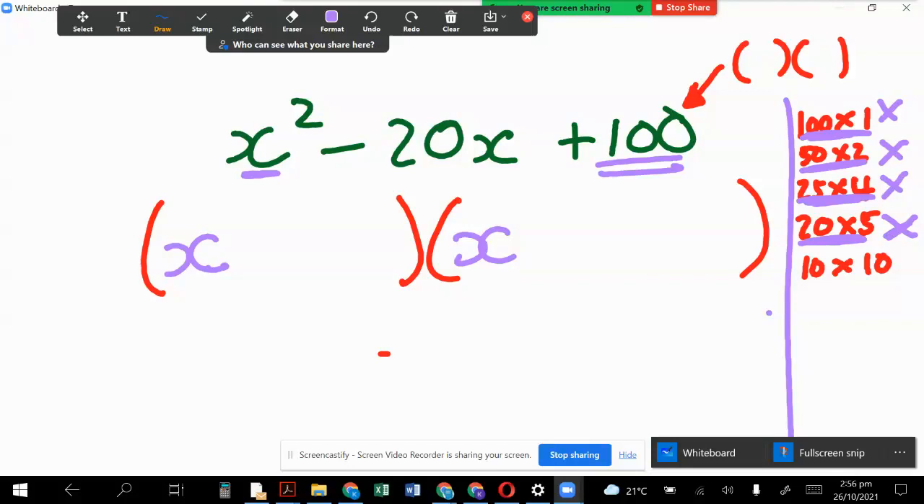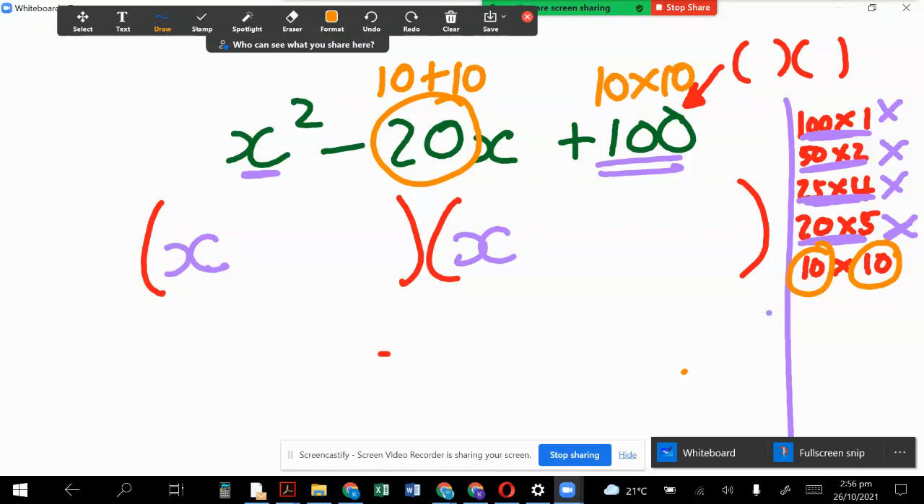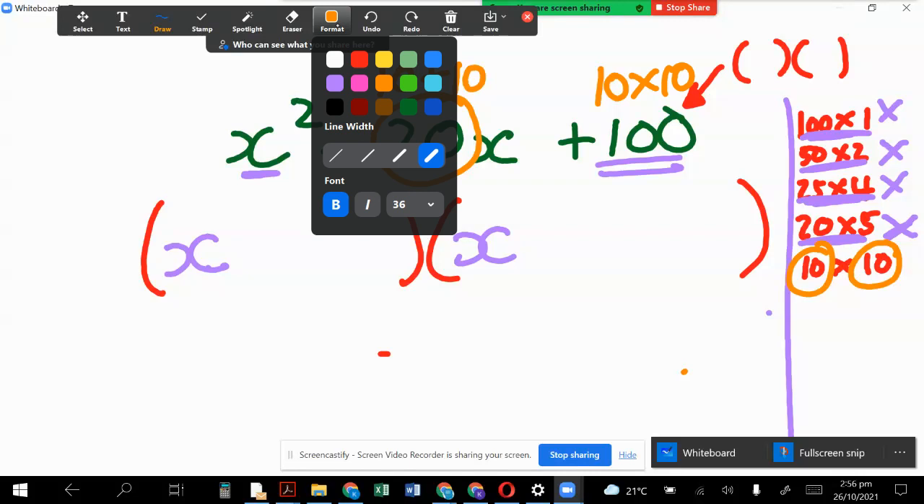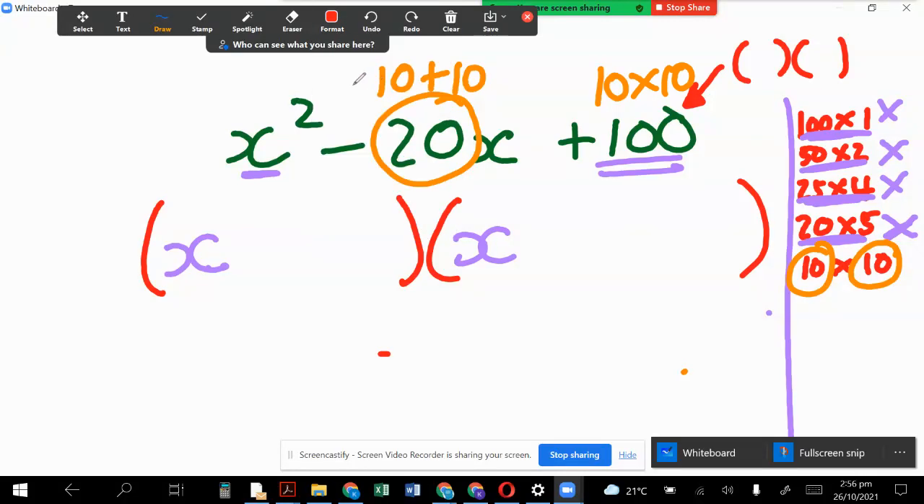10 plus 10 will give you 20. Jackpot. 10 plus 10 gives me 20. This is 10 plus 10, and this is 10 times 10. But it's a negative 20, so we have to be very careful here. So this should be negative 10 minus 10 to give you negative 20.